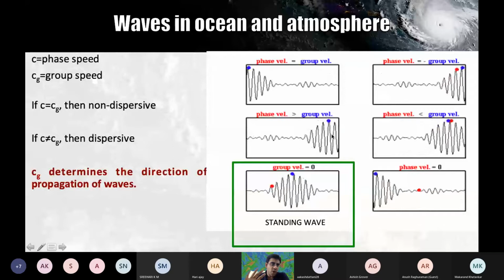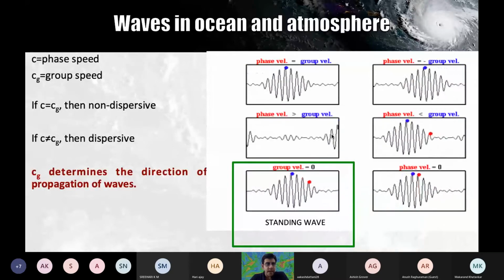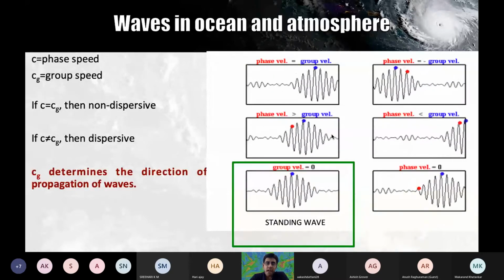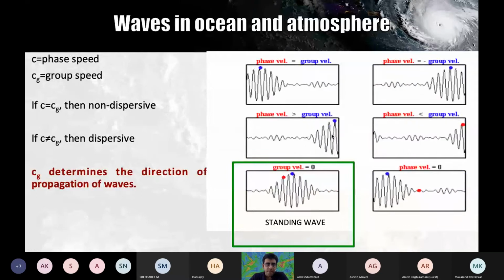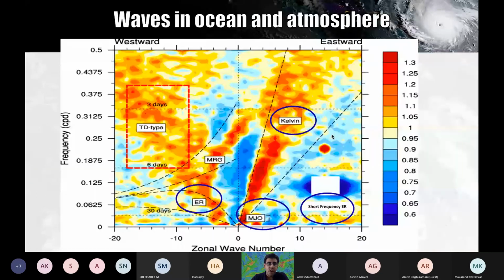Okay, this is what you need to understand. There are dispersive waves and there are non-dispersive waves. Now, we have many types of waves in the atmosphere and ocean, but the two most important ones are the Rossby wave and the Kelvin wave. I'm sure that you must have learned about these things. If you are a weather enthusiast, you must have heard about these Kelvin waves and Rossby waves.